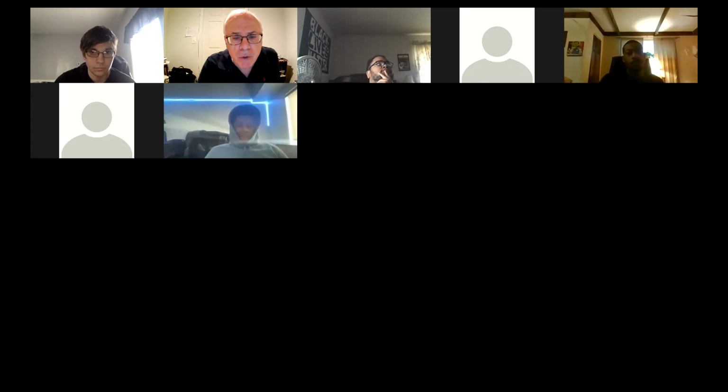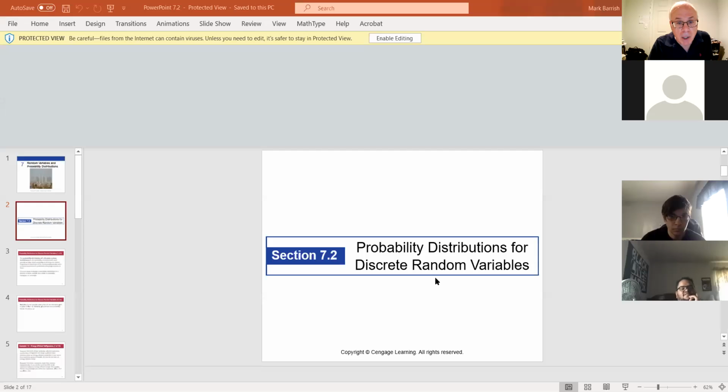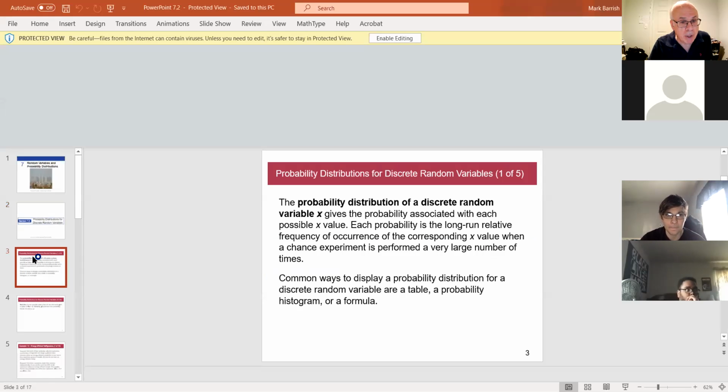All right, so let's get to section 2. I think it's this one here. This one where we stopped. And probability distributions for discrete random variables. We have to define what a probability distribution is.